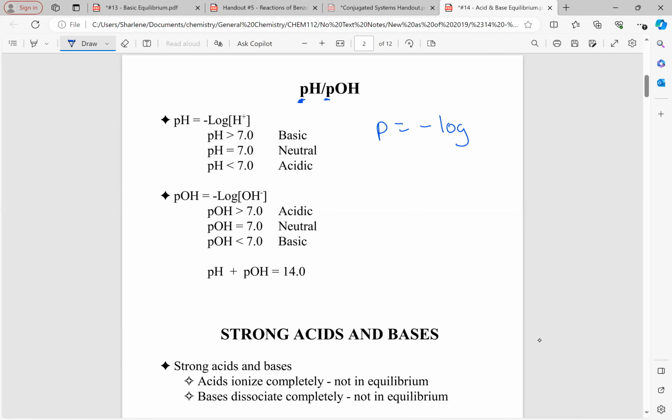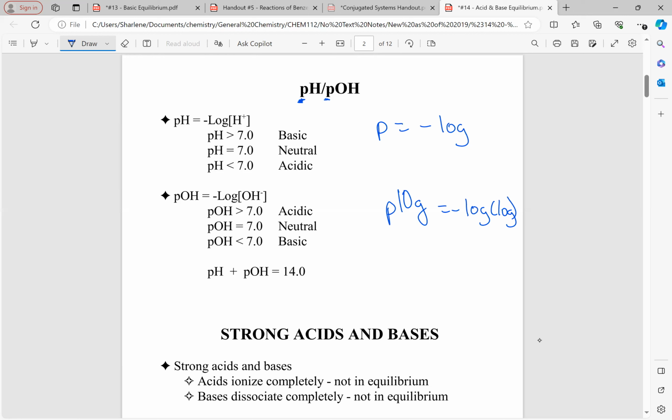So you could take the, I don't know, the P log. What in the world would be a P log? It would be the negative log of the log. Okay, there's nothing special about that. It's just telling you that I did some math. So pH means I took the negative log of the proton concentration.